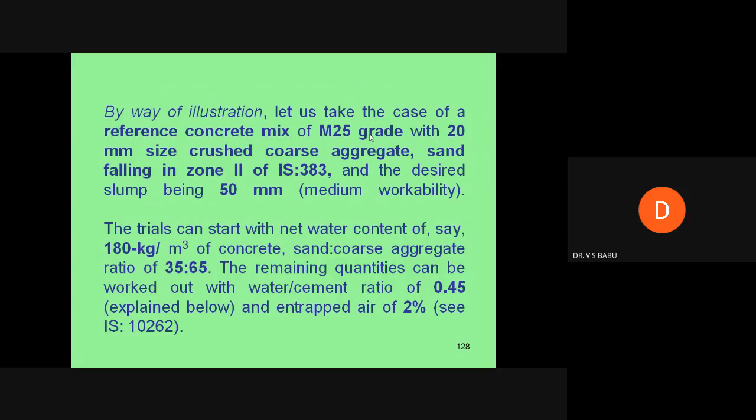That means, what is my conclusion? All the material, 100% of the material, should pass through the 20 mm, 25 mm sieve. Okay, sand falling in zone 2. That means, as I told you previously, zone 2 sand is always better.